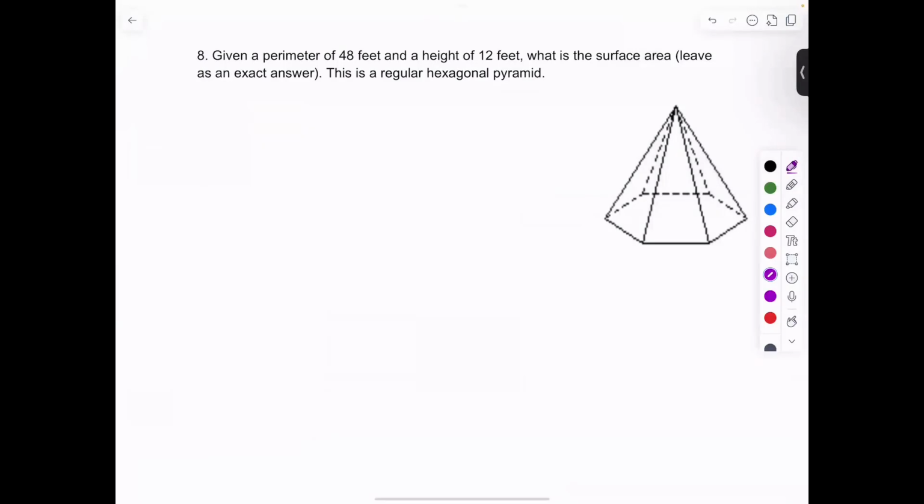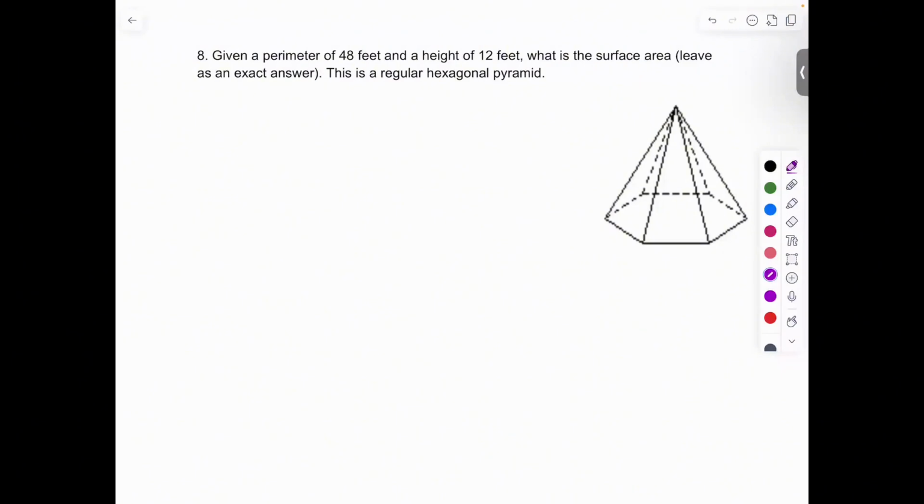8 asks, given a perimeter of 48 feet and a height of 12 feet, what is the surface area of this figure? Leave as an exact answer. That's typical if we have a hexagon because we do have 30-degree angles and 60-degree angles involved. And they say this is a regular hexagonal pyramid.